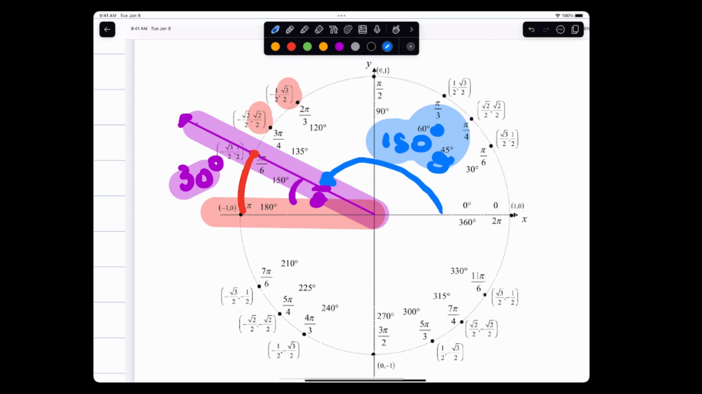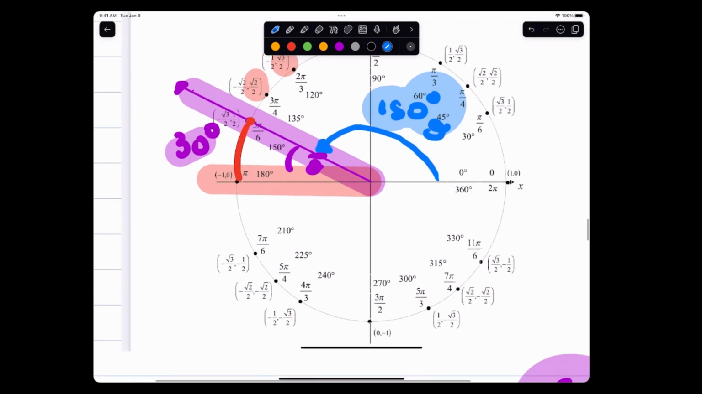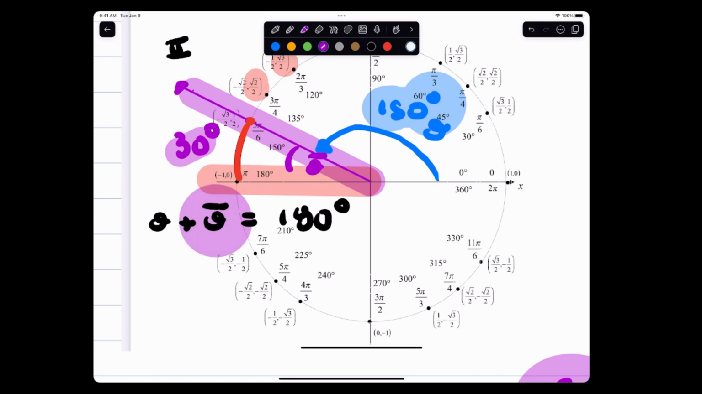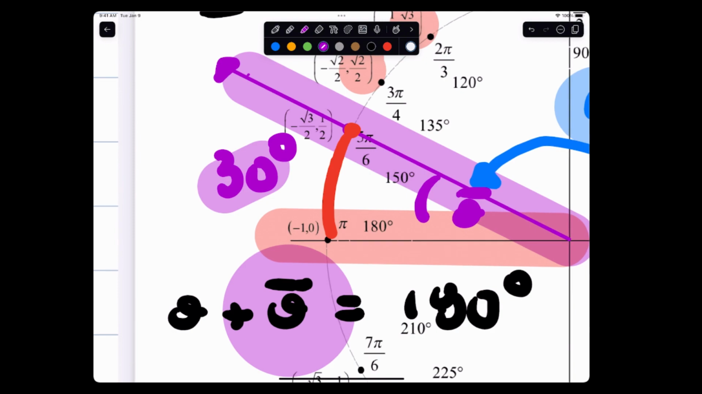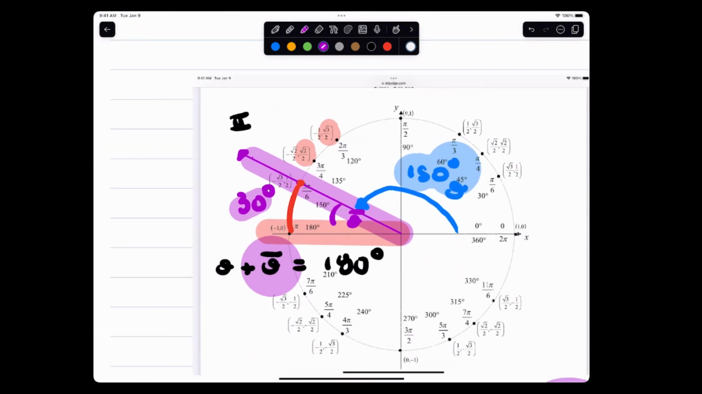So here's my theta. So you guys want to know in this picture for quadrant 2. We're going to start to get used to this. In quadrant 2, theta plus the reference angle is 180 degrees because they're supplementary. So why is this such a big deal? Easy peasy, ladies and gentlemen. This is called your reference angle.